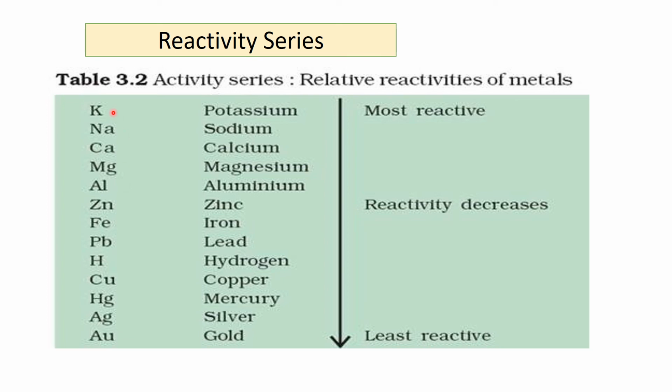You can see potassium is most reactive and gold is least reactive, and you can see sodium is less reactive than potassium, then calcium is less reactive than sodium, and so on. You have to learn this reactivity series. It will be helpful for finding how metals react with salt solutions of other metals, as well as with acids and water. As you have seen in case of water, some metals react with cold water, some react with hot water, and some react with steam. It all depends on how reactive the metal is. So learn this reactivity series.